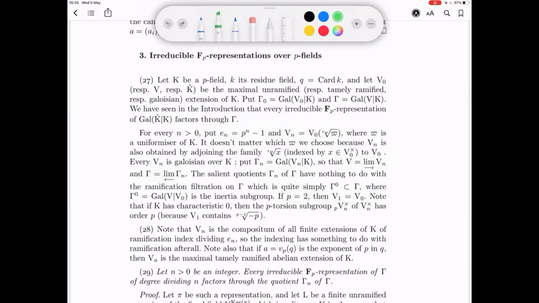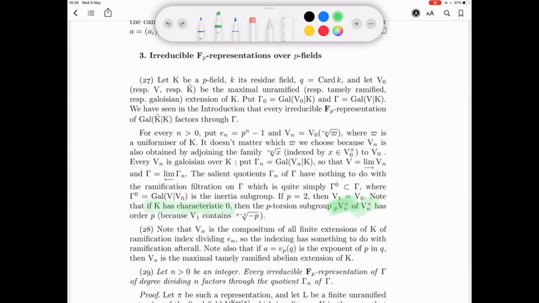So we also note that if the characteristic of K is 0, then these Vn stars have elements of order p, because V1 contains this element here, and therefore it contains a primitive pth root of unity. This we have seen, right?